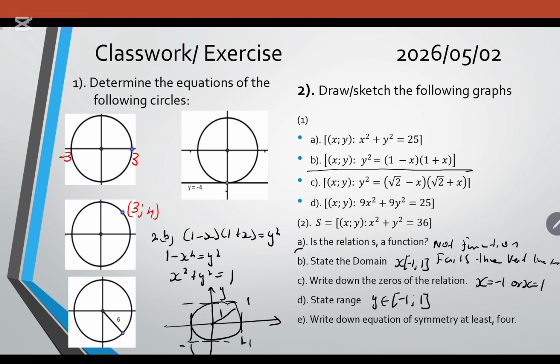Write down the equations of symmetry, at least 4. So remember that a circle is symmetrical about any line that passes through its center. Therefore, the y-axis, which is the line x is equal to 0, and the x-axis, which is the line y is equal to 0, are both lines of symmetry of this graph. So that is x is equal to 0, y is equal to 0, the line y is equal to x, and the line y is equal to -x. All these lines are lines of symmetry of the circle that is drawn with its center at the origin.